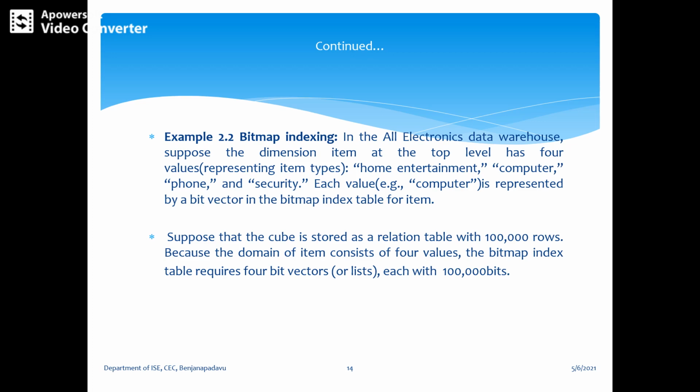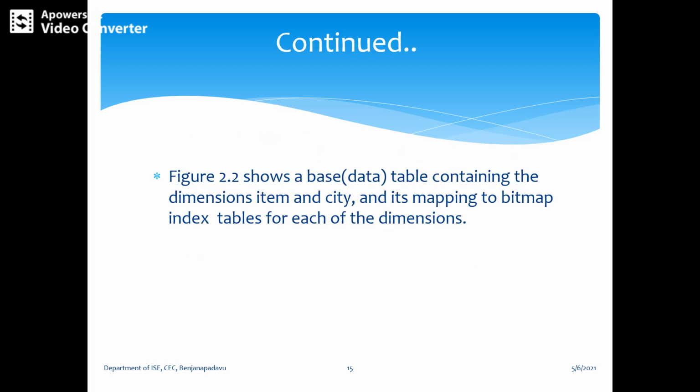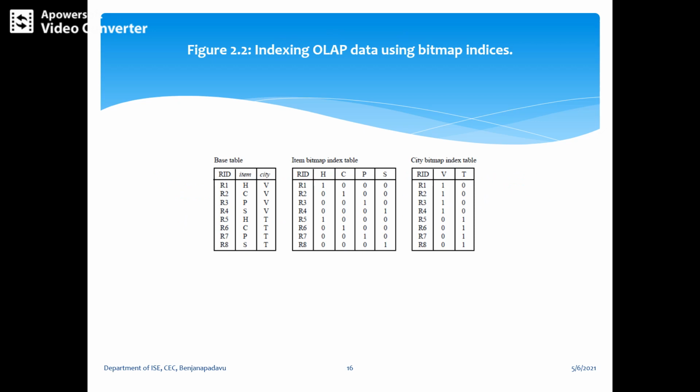Now here, the figure shows a table containing the dimensions item and city, and its mapping to the bitmap index table for each dimension. So this is the base table, this is the item bitmap indexing table, and the last one is the city bitmap indexing table.